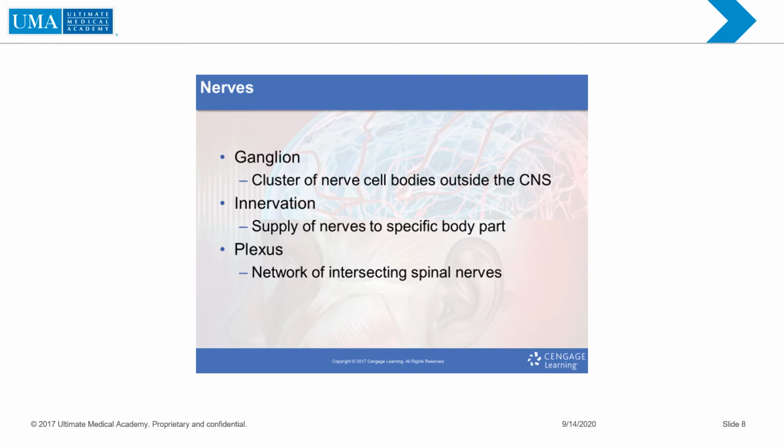Whenever you hear the term plexus, which we saw the different plexuses, this is simply a network of intersecting spinal nerves. Remember, the plural form of plexus would be plexuses. This term would also describe a network of intersecting blood or lymphatic vessels.